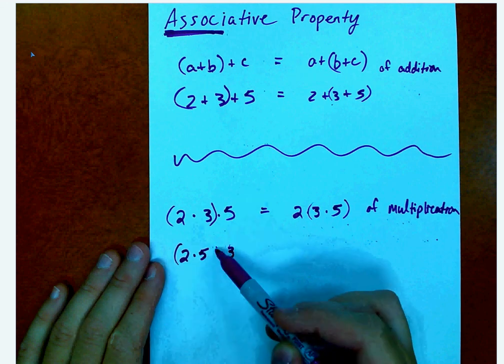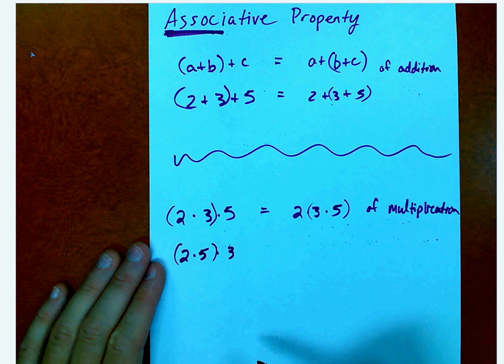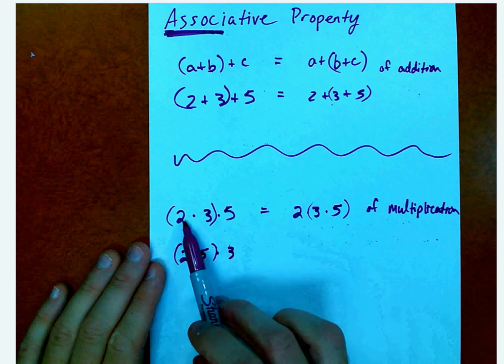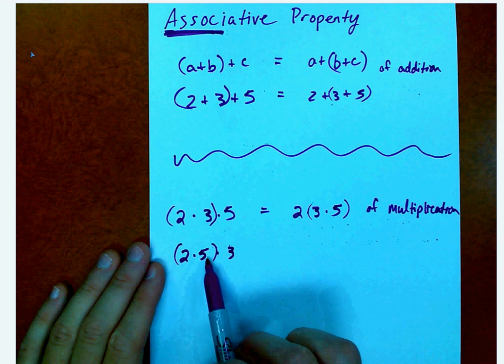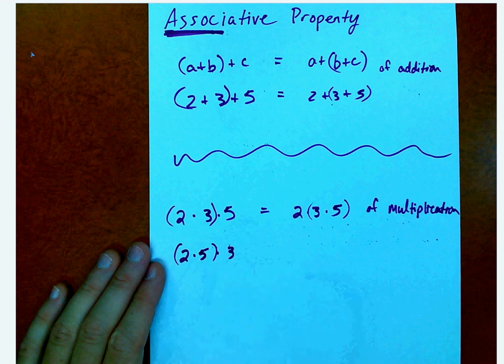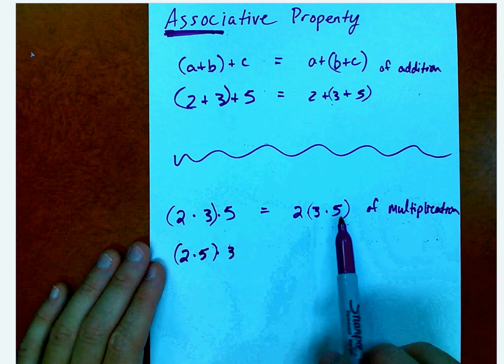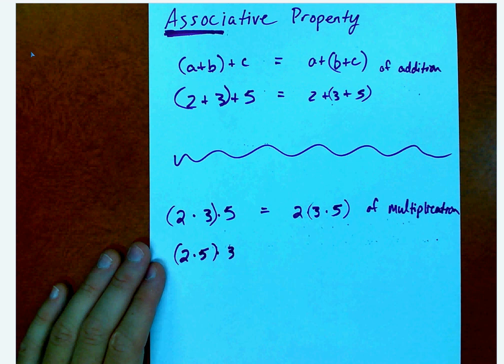This is again very useful for mental math, because it might be easier to think about associating 2 with 5 and then multiplying by 3. Some students might find it easier to think about associating 3 with 5 first and then multiplying by 2.